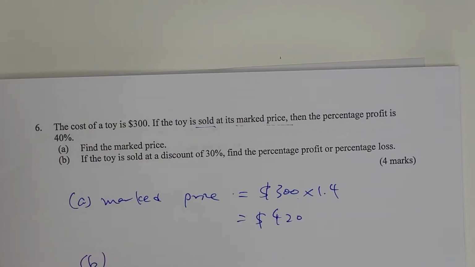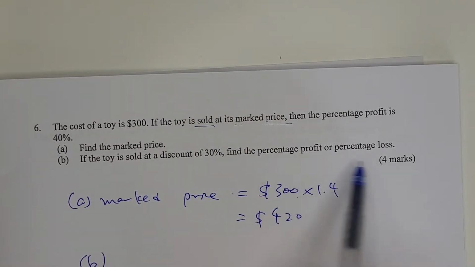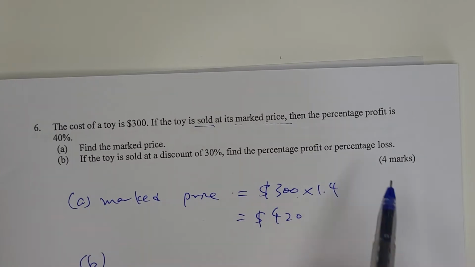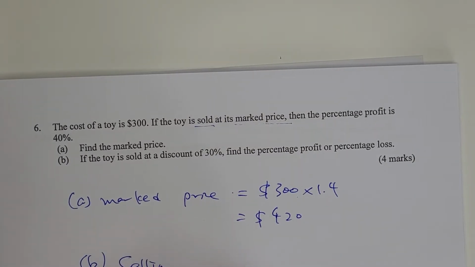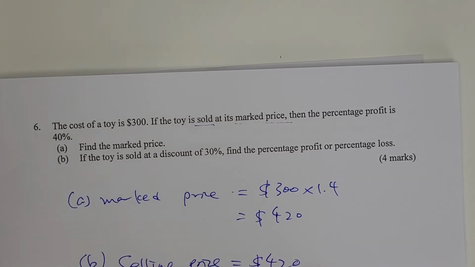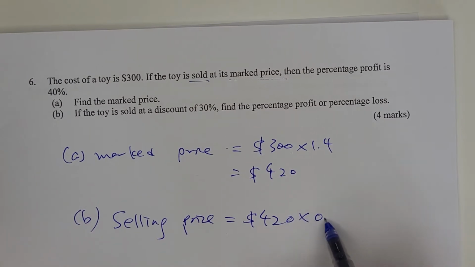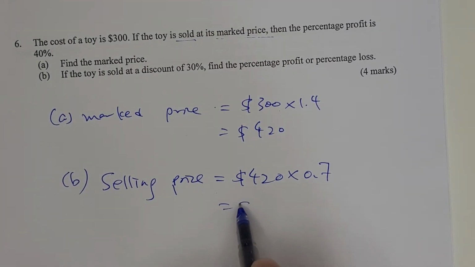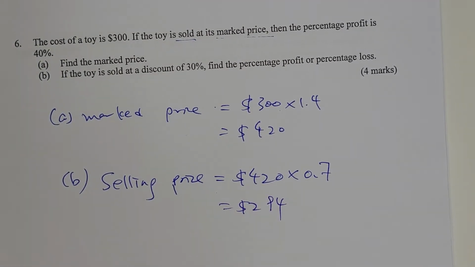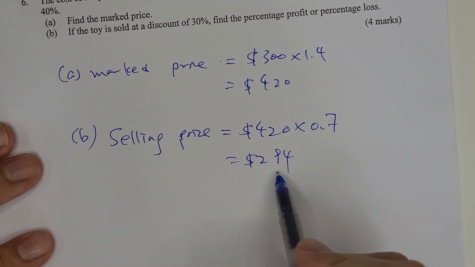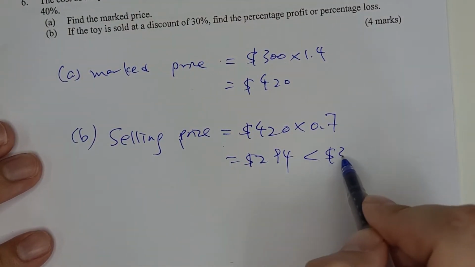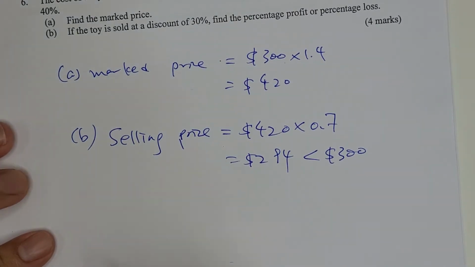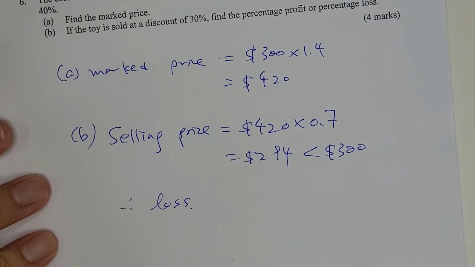B, the toy is sold at a discount of 30% now. Find the percentage change, okay? Profit or loss. They don't want to tell you whether it's profit or loss, so they just ask in this way. You need to find a new selling price. The new selling price is the original mark price multiplied by 0.7 because there's a discount of 30%. So that is 294. That's the new selling price. So you can see that the selling price is less than 300, less than the cost. Therefore, loss. Okay, it's loss.